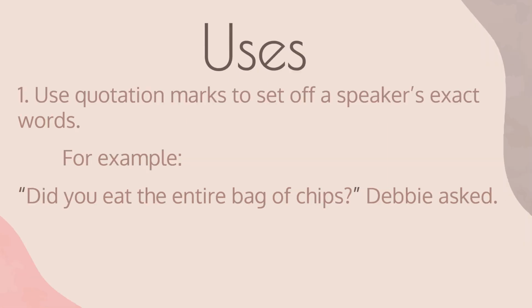Use quotation marks to set off a speaker's exact words. For example, "Did you eat the entire bag of chips?" Debbie asked. Now, here what Debbie said has been put in quotation marks. Quotation marks indicate that these were the exact words of that person. You know, when we take quotations from some book or poem, we always place them within quotation marks to indicate that they are direct quotes from some place. These are not our words.